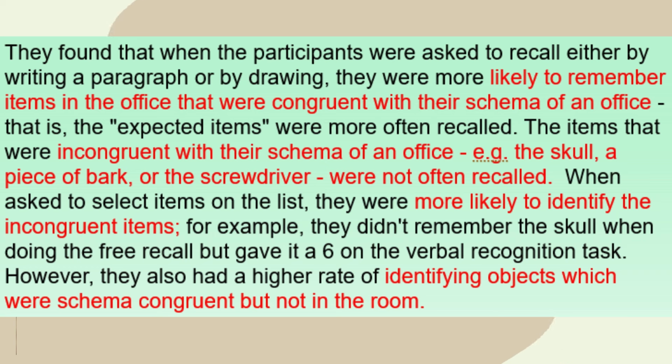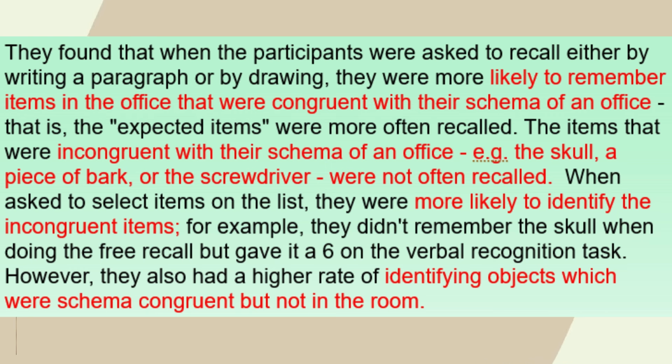When asked to select items from the list, they were more likely to identify the incongruent item. For example, they didn't remember the skull when doing the free recall but gave it a 6 on the verbal recognition task. However, they had a higher rate of identifying objects which were schema congruent but not in the room.